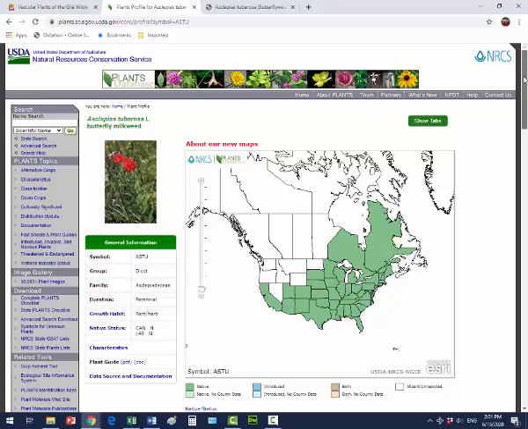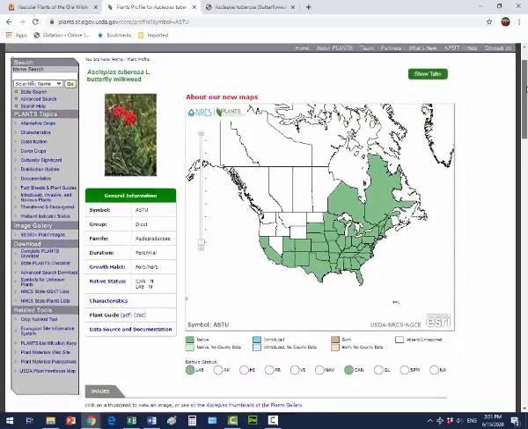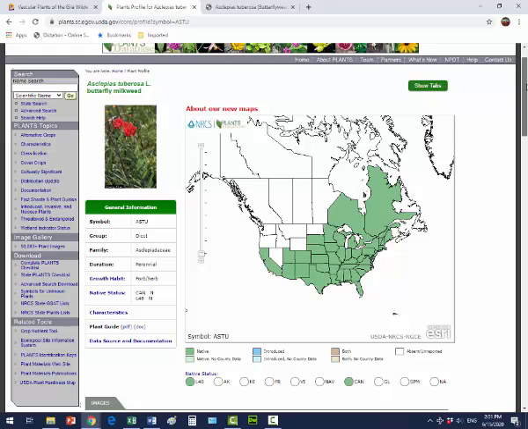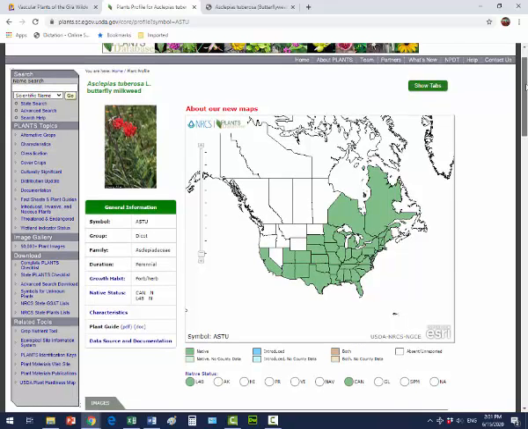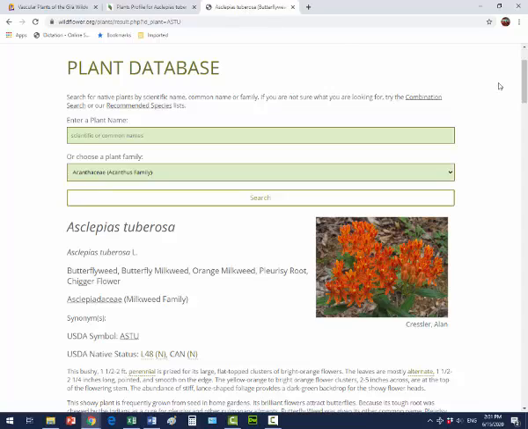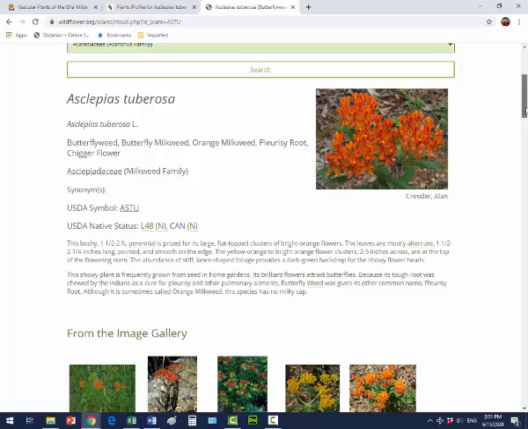I'm back at the USDA plants database. Now I've chosen Asclepias tuberosa, which is our butterfly milkweed. Okay, and I just want to show you Asclepias tuberosa. That means one thing, one plant. I'm coming over here to the Lady Bird Johnson site. Look at Asclepias tuberosa. There it is.